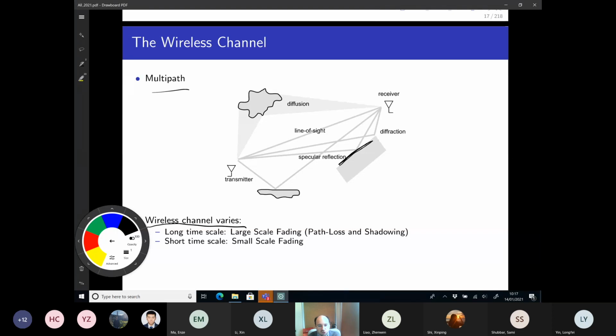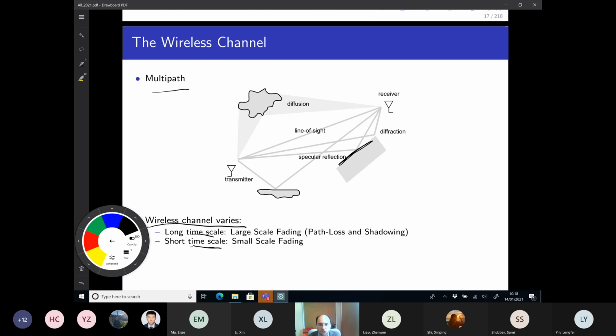So if you change just 5 meters, but you're already 500 meters away from the transmitter, the path loss or that quantity will not change too much. But you also have the short time scale, which is the effect of those constructive and destructive interference from all those multiple paths. And those can change very quickly. If you just move half a wavelength, all those different multiple paths will interfere constructively or destructively. And this creates what is called small-scale fading. Sometimes we just call it fading very simply.